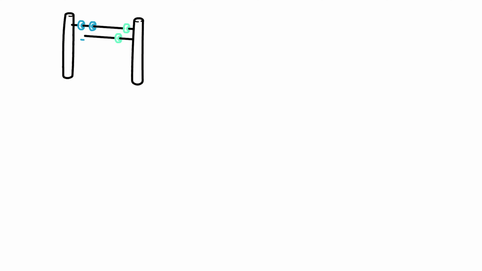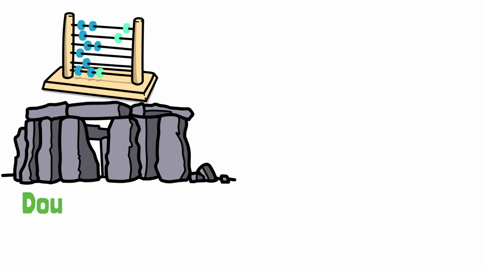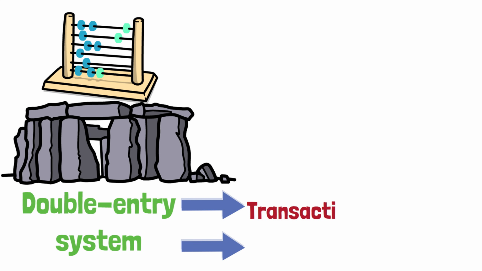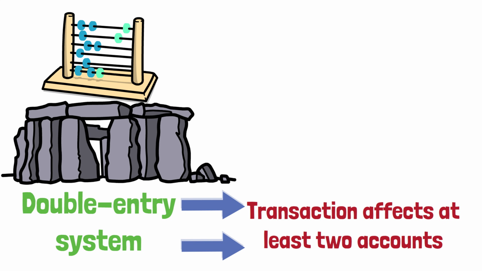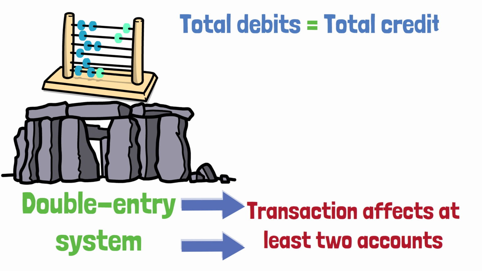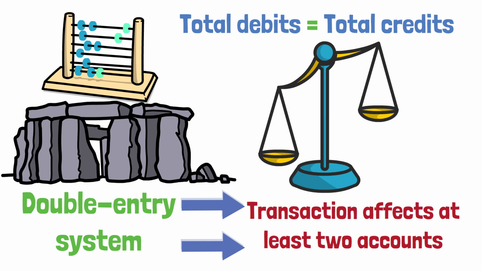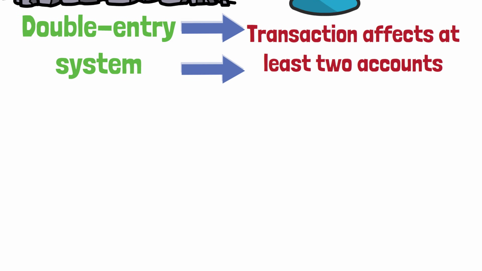Let's start with the foundations. Accounting is built on something called the double entry system. This means that every transaction affects at least two accounts, and the total debits must always equal the total credits. Think of it like a balance scale. If one side moves, the other side has to move too.